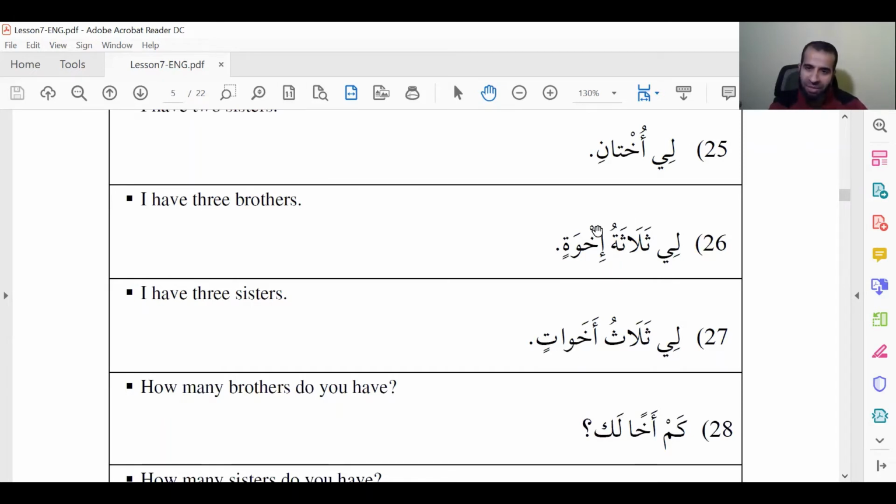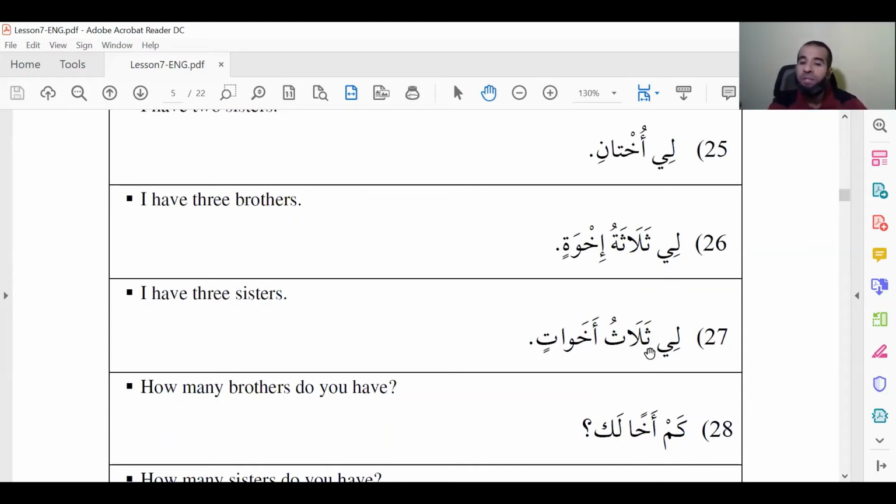Would you like to ask me about ثلاثة? Why is it here ثلاثة and here ثلاث? Why is there تاء مربوطة here and not here? Both mean three, but why is this ثلاثة with تاء مربوطة and this without? Inshallah we'll study that very soon.